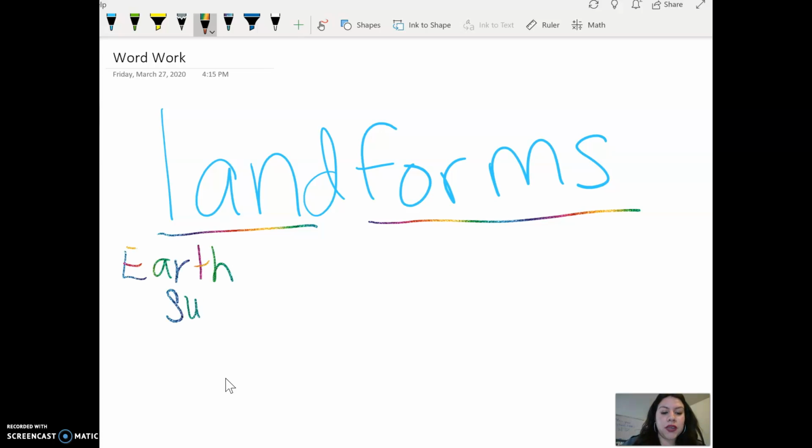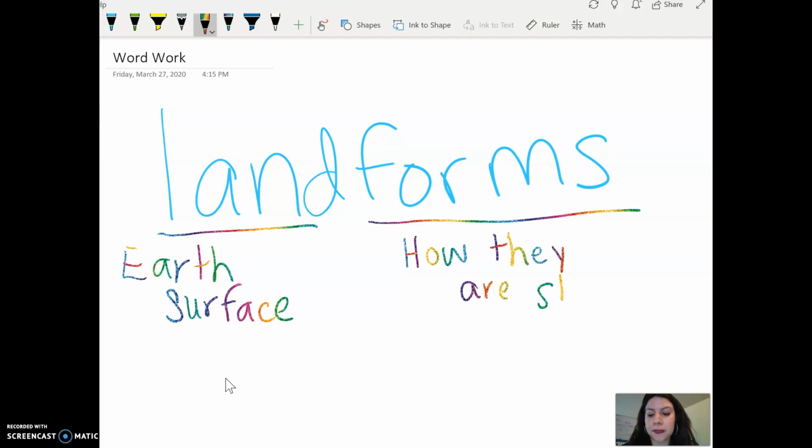When you think of land, you might think of like a long grassy field. That's land, right? Someone has land. But it can also mean other things. It can mean like dirt, it could mean like hills, it could mean lakes, and different types of things. Forms, this word forms, is how they are shaped.